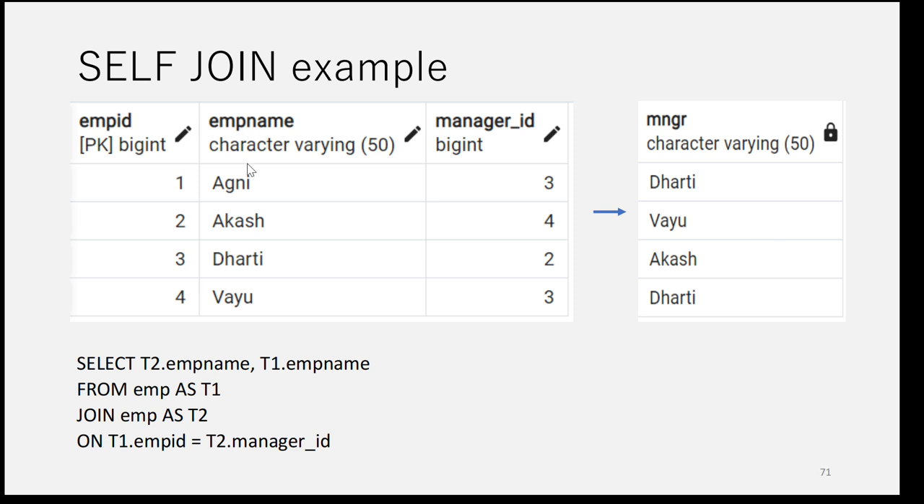You select employee name from table 1 and then the employee name from table 2. You join from employee as table 1 and join employee as table 2, where employee ID will be equal to manager ID. You should do that.